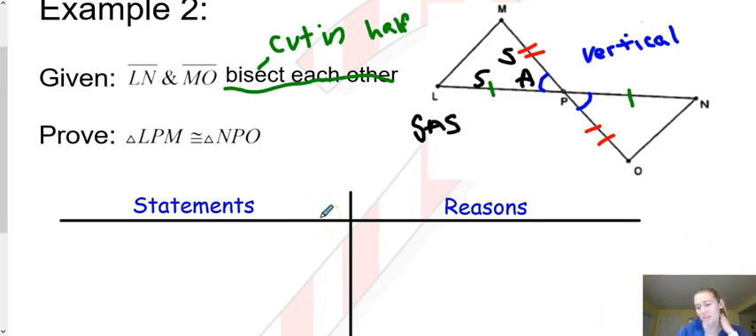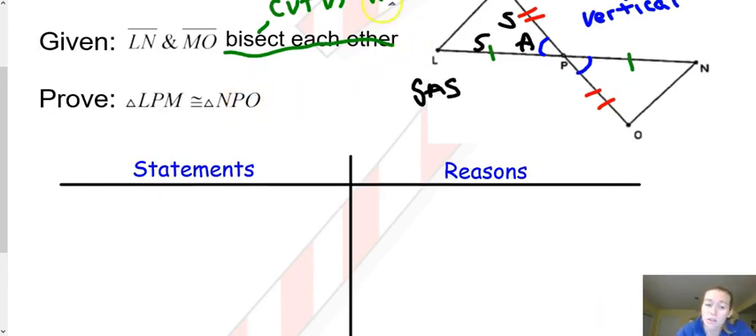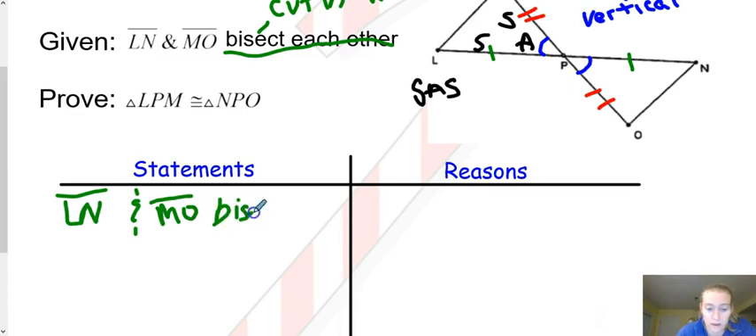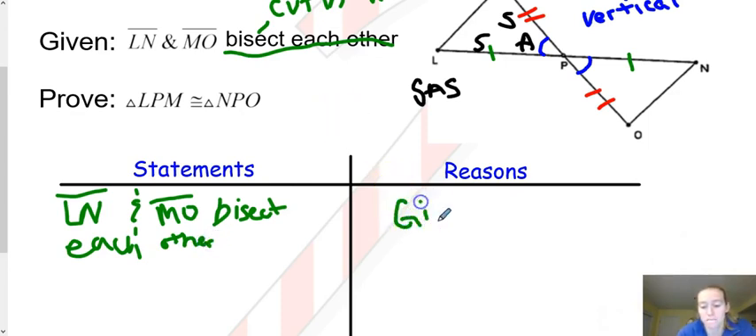Now building this argument is going to be a little bit harder because they didn't directly give us the pieces we needed in the proof. But the first step you should always do is write down the given information. So they told us that LN and MO bisect each other. And again, that was because it was given.